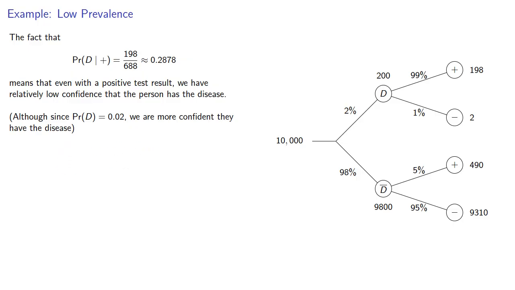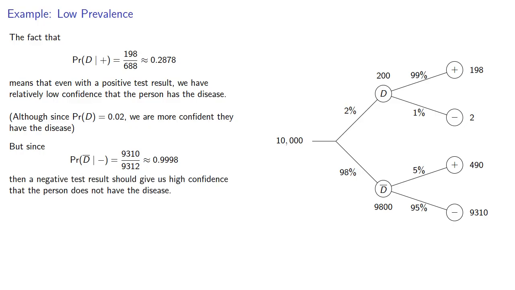On the other hand, the probability a person does not have COVID given that they have a negative test result is pretty close to 1, so a negative test result should give us high confidence that the person does not have the disease.